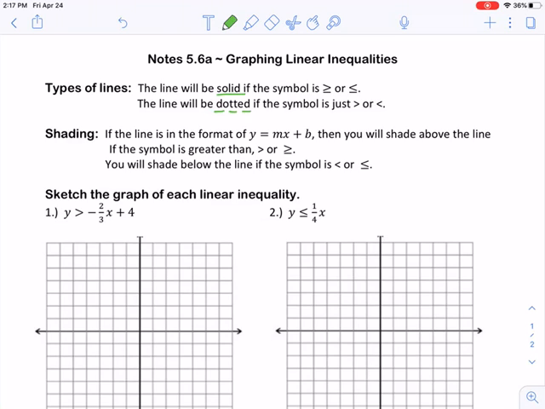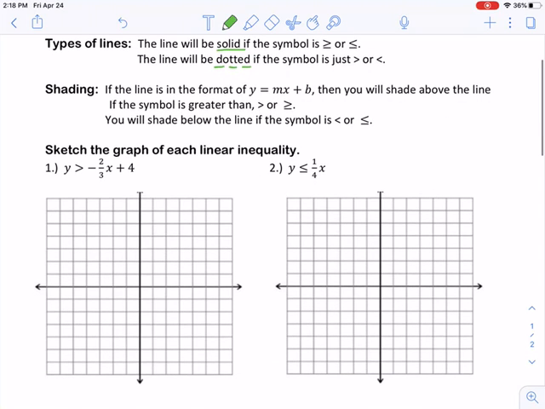For shading, if the line is in the format y equals mx plus b, that means that y is alone on the left-hand side of the equation. Then, if I have a greater than or equal to, I'm going to shade above the line. If I have a less than or equal to, I'm going to shade below the line. So let's take a look at graphing number 1.